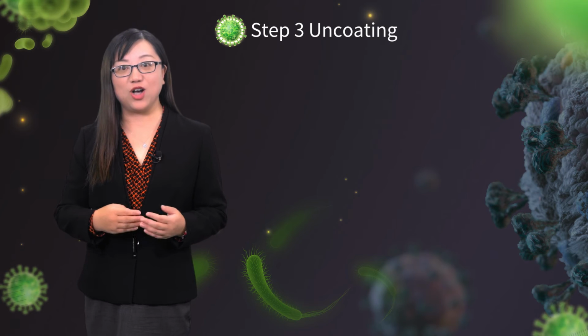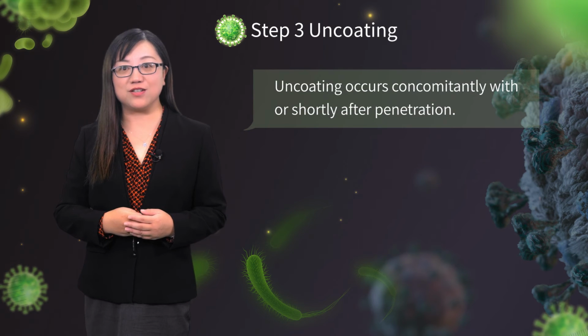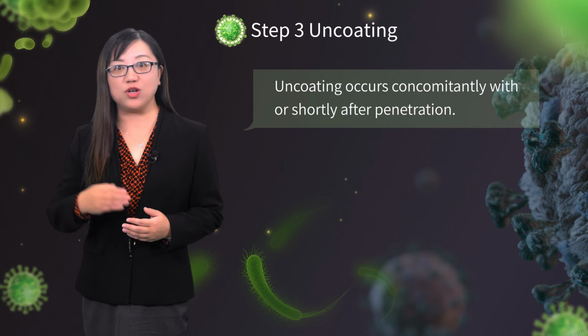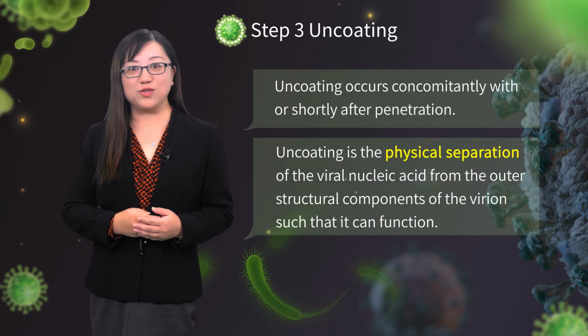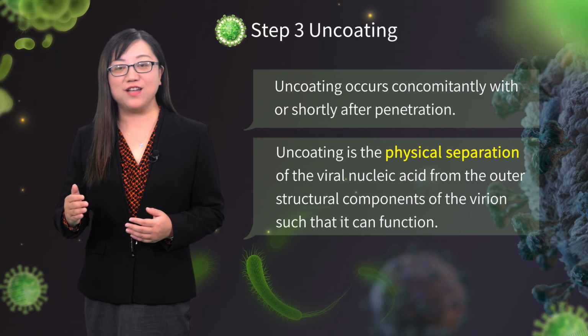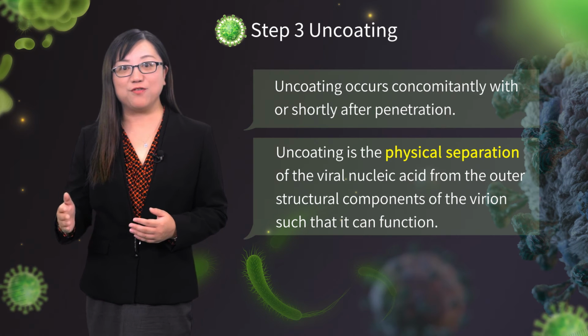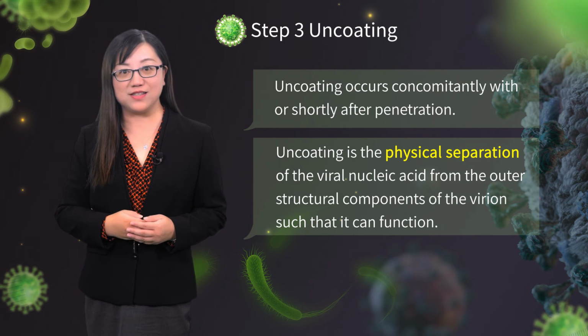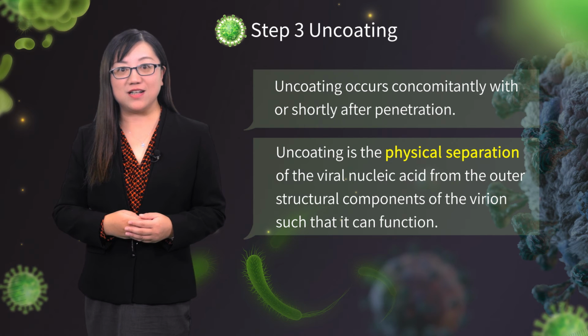Next step is uncoating. Uncoating occurs at the same time with or shortly after penetration. Uncoating is the physical separation of the viral nucleic acid from the outer structural components of the virion, such that it can function. Step 4, biosynthesis of the viral components. Once inside the cell, the genome must direct the synthesis of viral mRNA and protein and generate identical copies of itself.